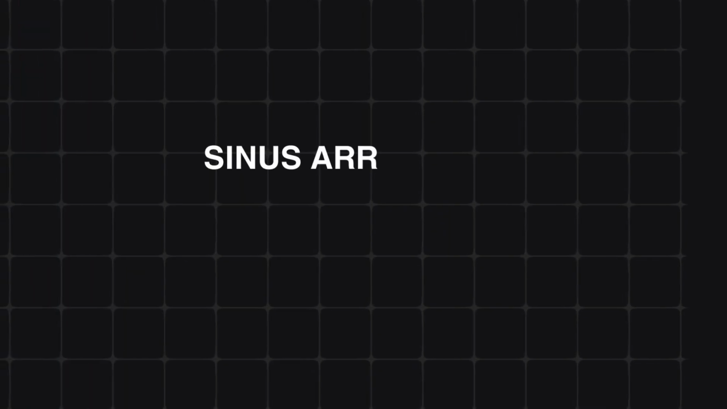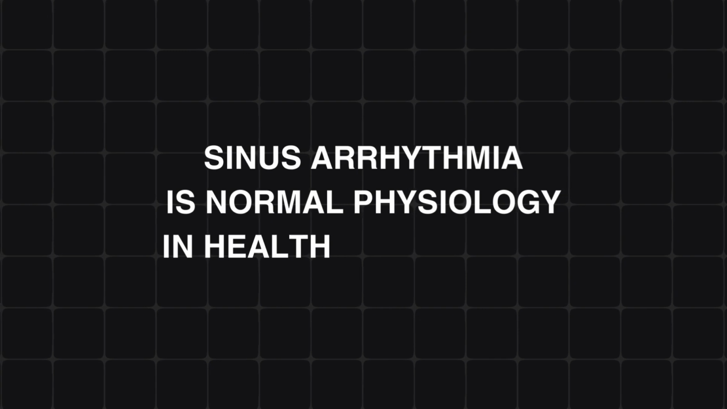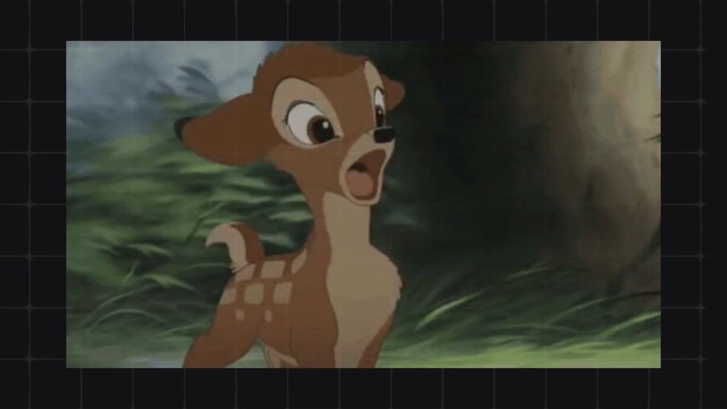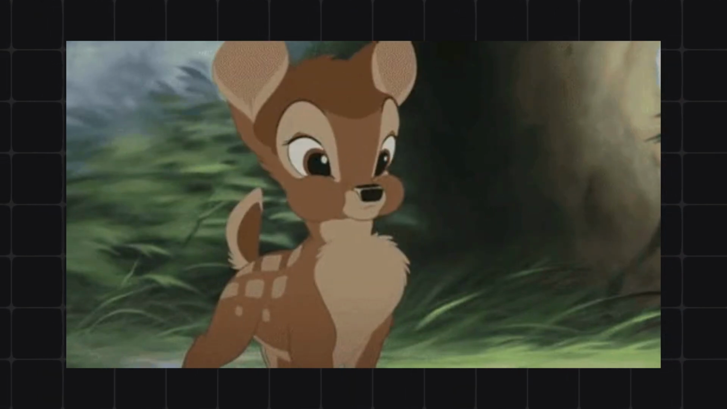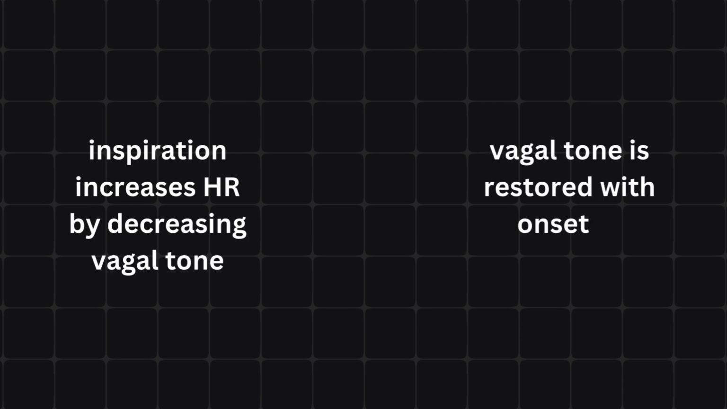Sinus arrhythmia is a normal physiological phenomenon most commonly seen in young, healthy people. The heart rate varies due to reflex changes in vagal tone during the different stages of the respiratory cycle. That is, the heart rate increases with inspiration by decreasing the vagal tone. And with the onset of expiration, vagal tone is restored, leading to a subsequent decrease in heart rate.